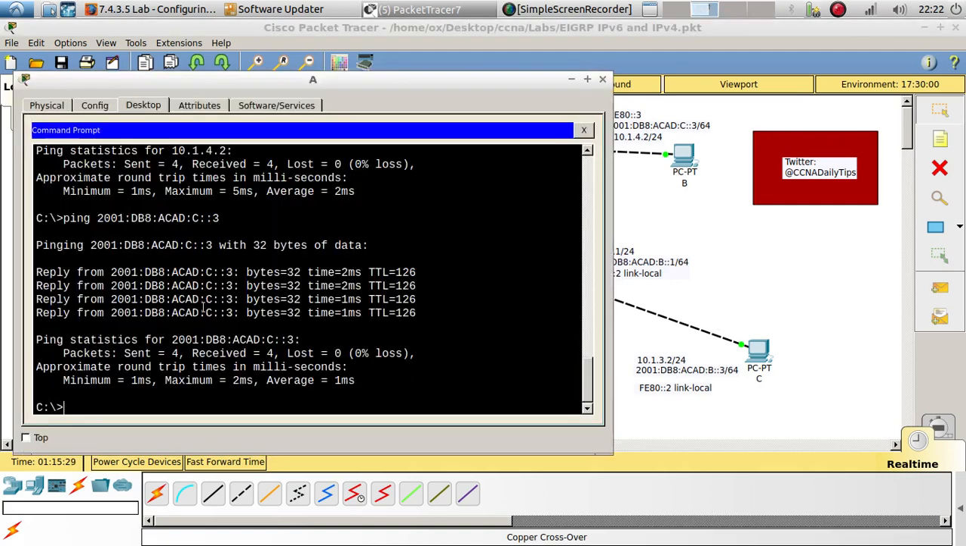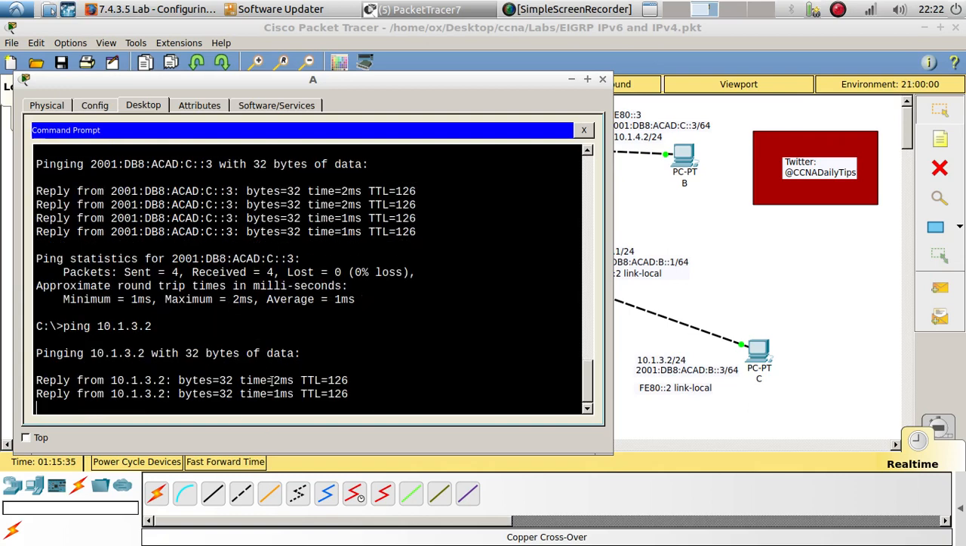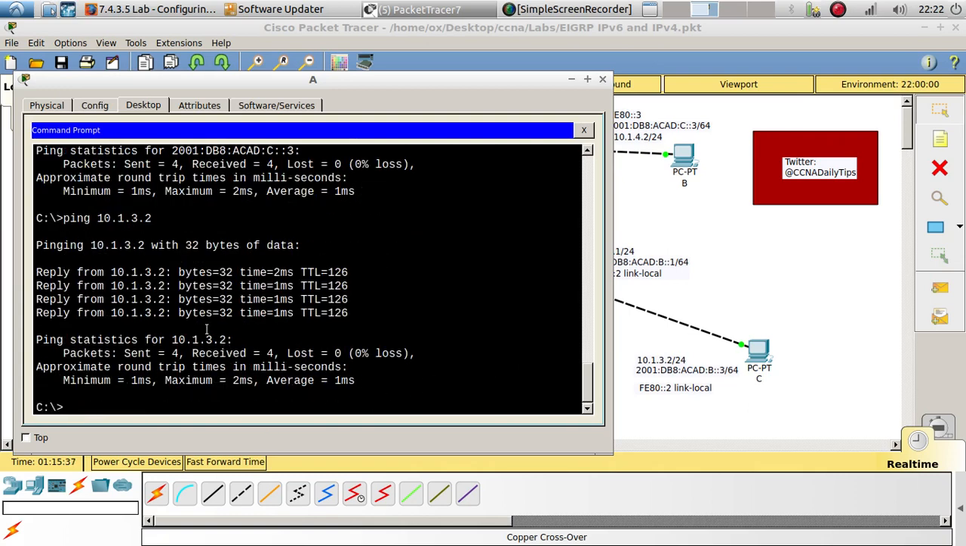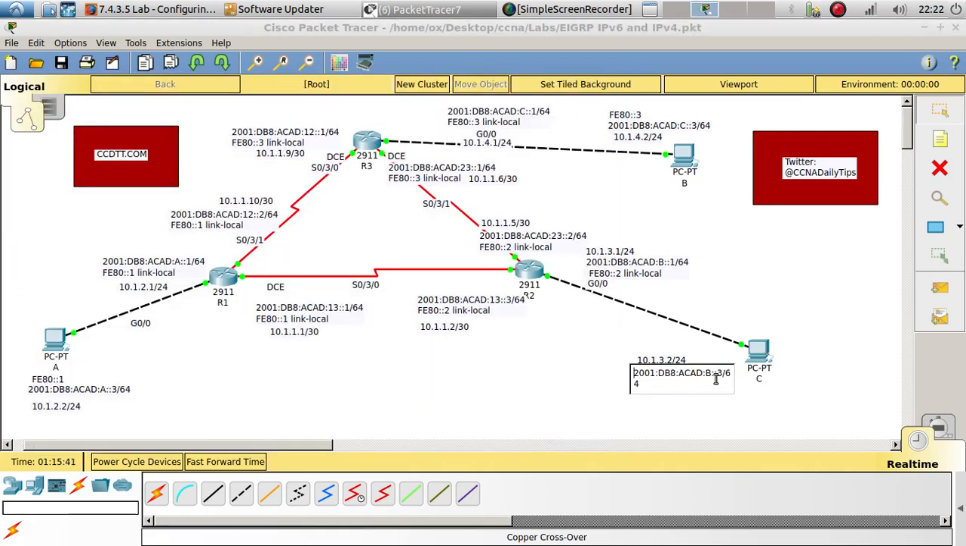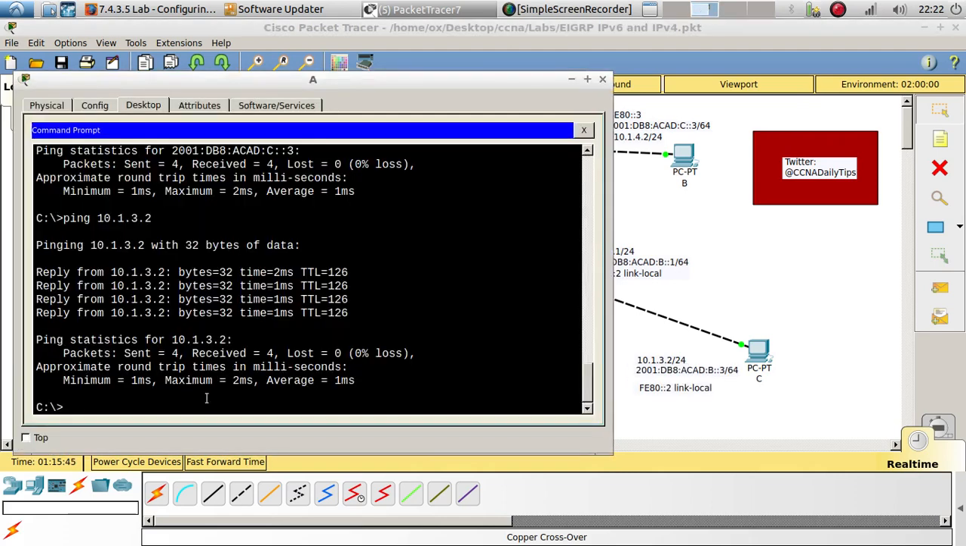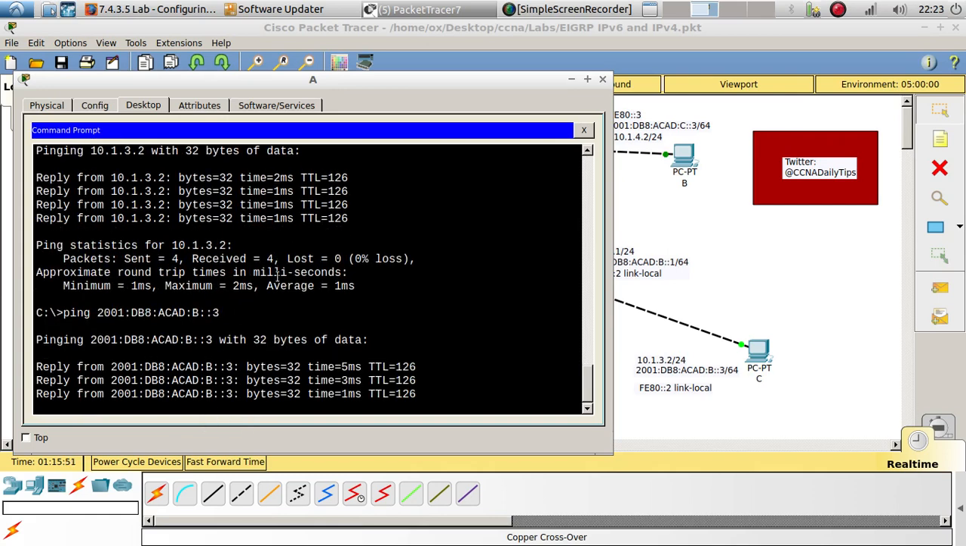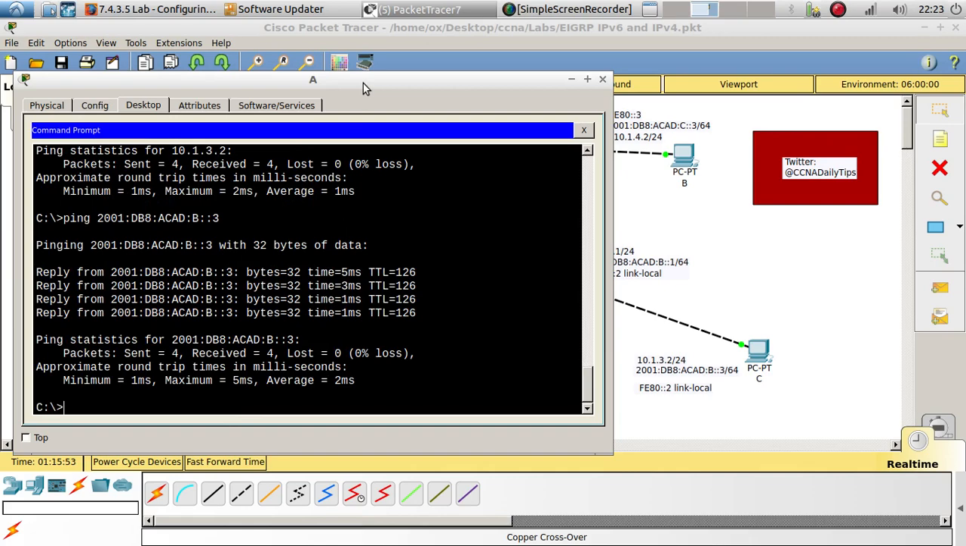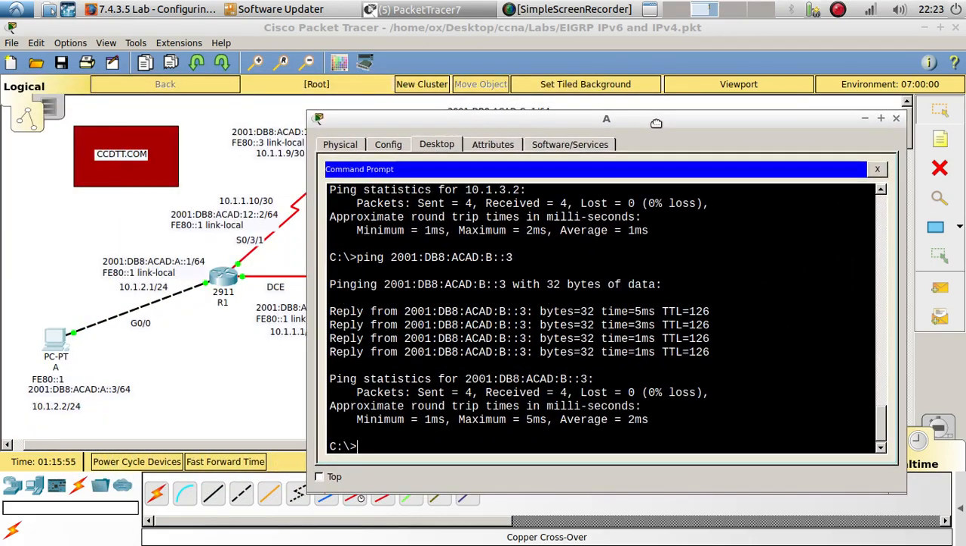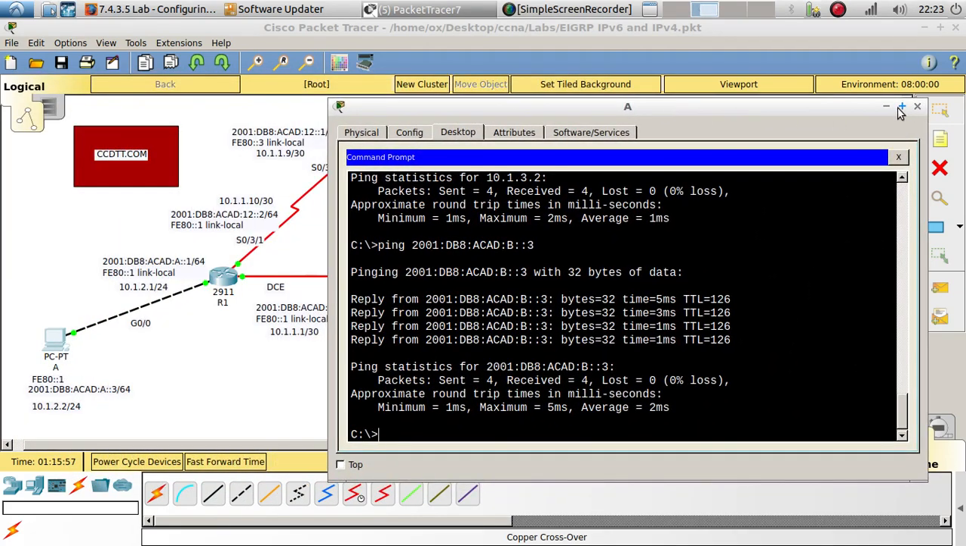Let's go ahead and ping computer C using IPv4 10.1.3.2, and we are able to ping computer C using IPv4. Now let's see if we're able to ping that computer using IPv6. Ping. Paste it, and there it is. So we have a fully working network using EIGRP, IPv4, and IPv6.